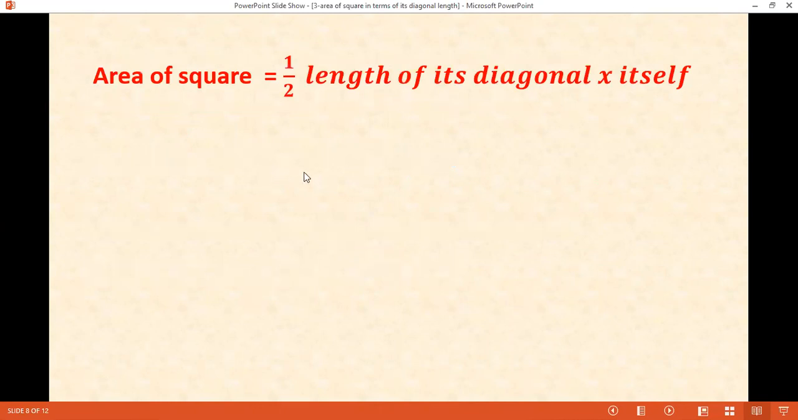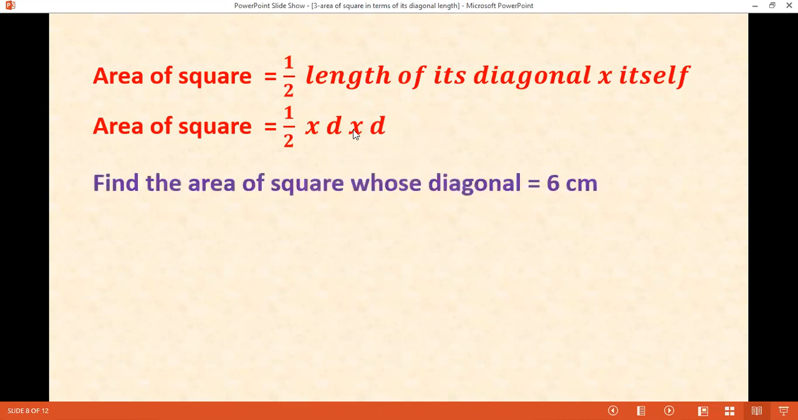Let's see here. The area of the square when given the length of each diagonal. When they give me the diagonal of the square, I will not use the area of a square equals side by side, because I have the length of the diagonal. So I'm gonna use another rule. What is this? Half by d by d. Why d by d? Because the two diagonals are equal in length. In the square, they will give me only one diagonal, but I'm gonna multiply it by itself.